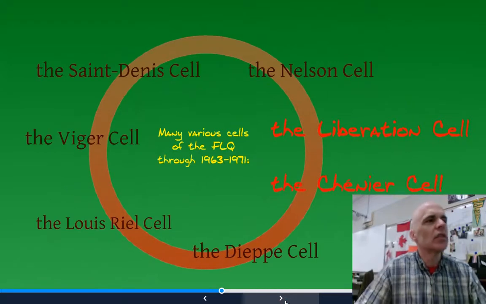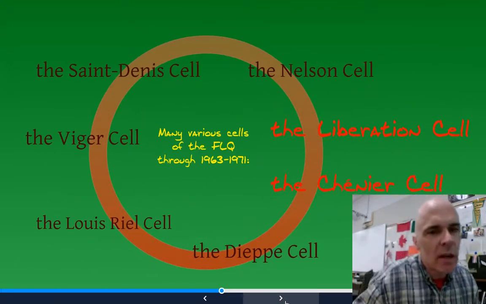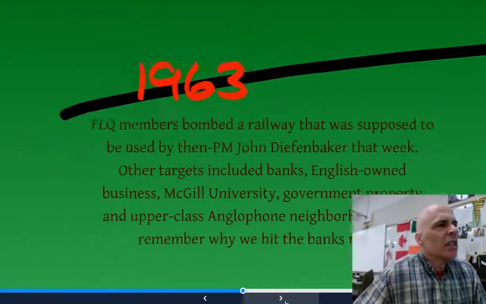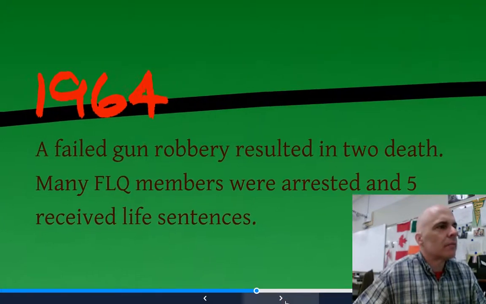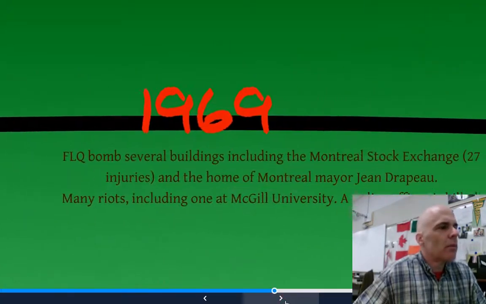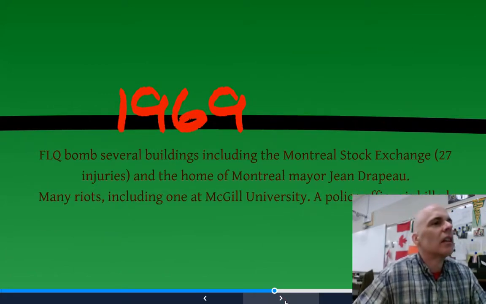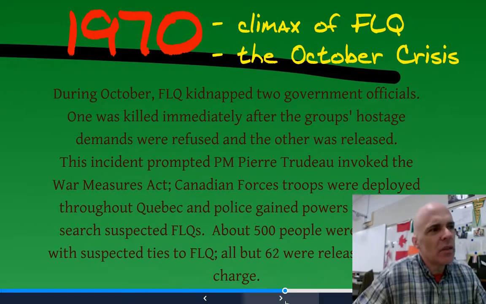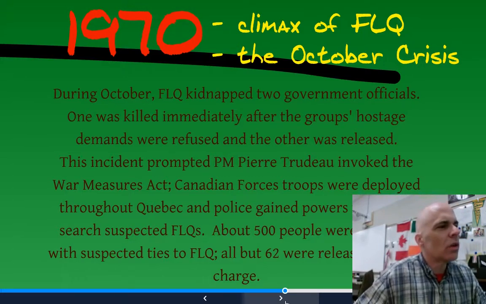So they had lots of different cells. The Libération and the Chénier cell, shown in red, are the two that will end up kidnapping people. Here's a timeline of their events, beginning with that attempt to kill Diefenbaker. Lots of robberies, bombs, one per month in 68, or one per week, sorry, in 68. Attacking the Montreal Stock Exchange, Mayor Drapeau. And now we have the climax of the story, right? The 1970 FLQ crisis, the October crisis.